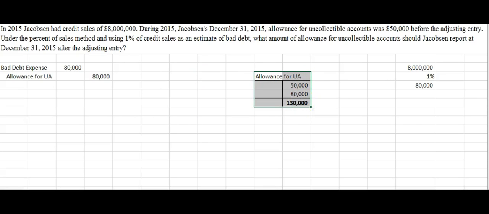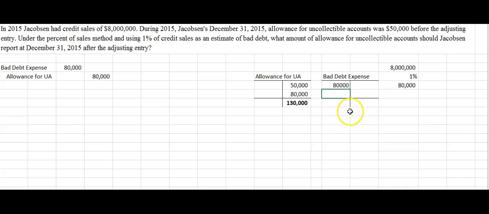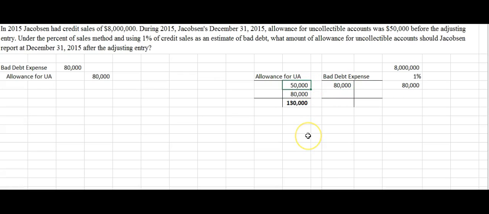The other account that got affected in this transaction, let's go ahead and do the T here just so you can see it, was the income statement account called bad debt expense, okay? $80,000. So if I ask you, what was the bad debt expense for that year? Your answer is $80,000. If I ask you, what are you going to report as your allowance for uncollectible accounts? It's going to be $130,000, right? Because the 80 was added to the initial 50, okay? Good. Let's move on to the next one.